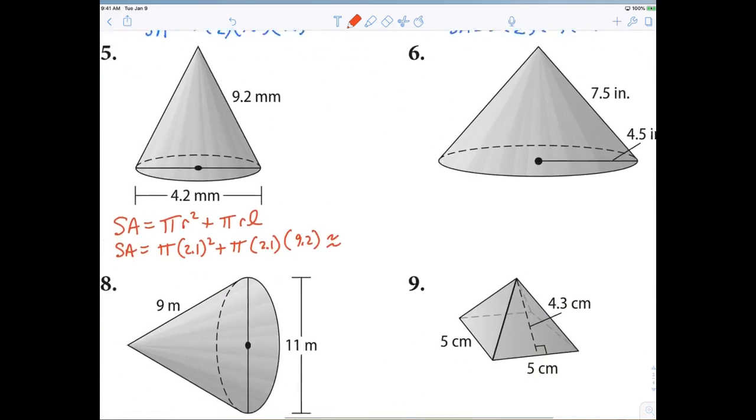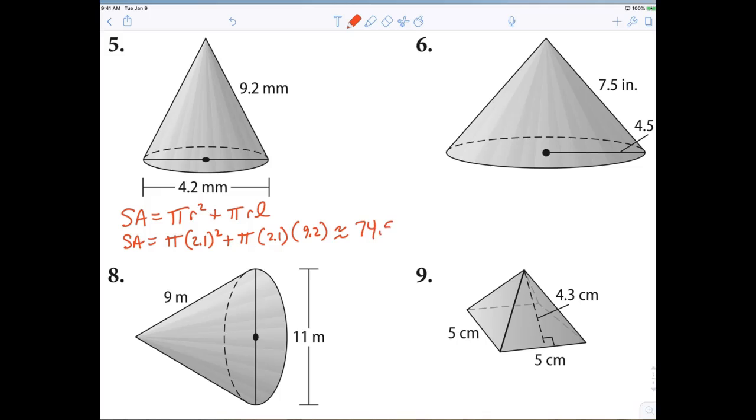Somebody said 74.5. Please double check him. Millimeters squared. 74.5. Don't mess around. So far I have 2 people. 74.5. Everybody okay with that? Hello, guys. Everybody all right?